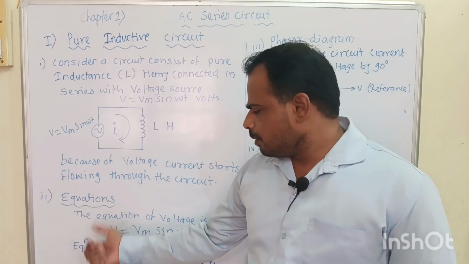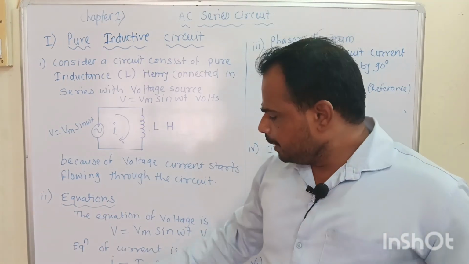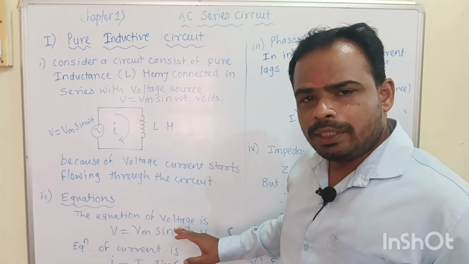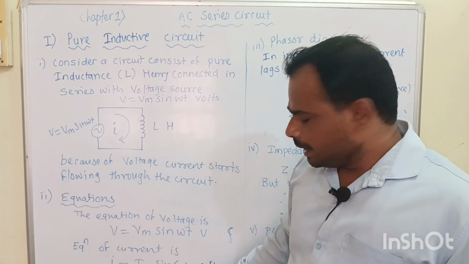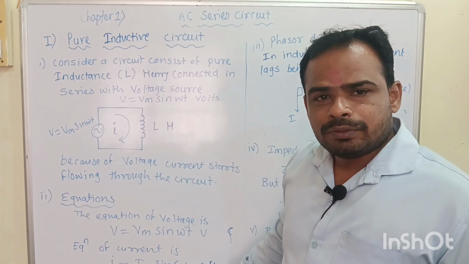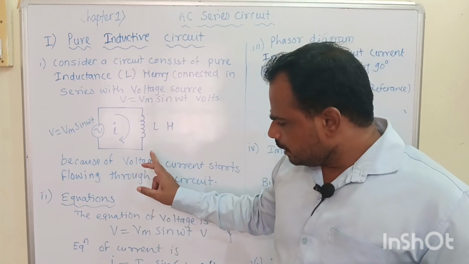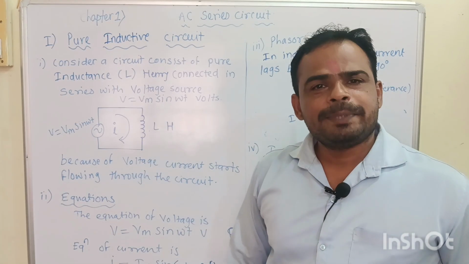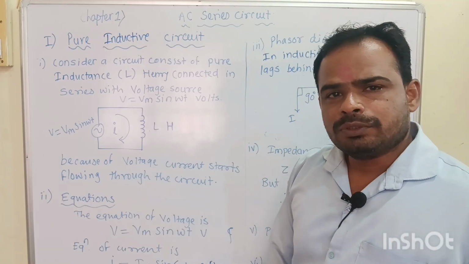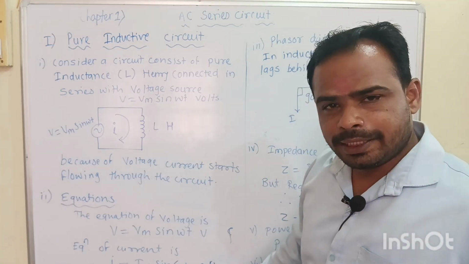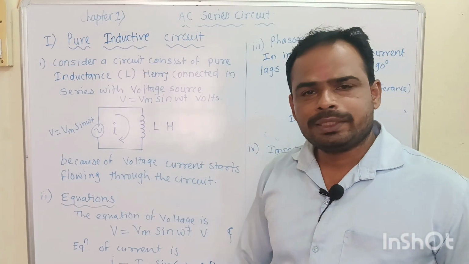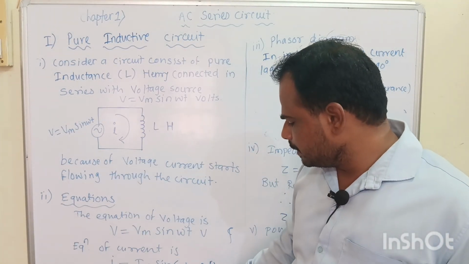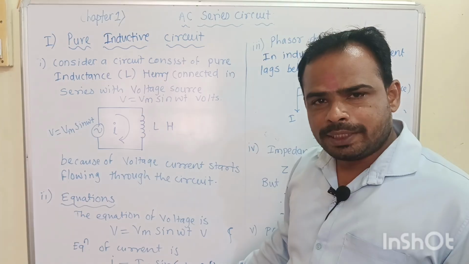The equation of voltage is V is equal to Vm sin omega t volt, and the equation of current is I is equal to Im sin (omega t minus 90 degree). In inductive circuit, current lags behind by 90 degree. That's why there is 90 degree lagging, minus 90 degree. And omega t is angular frequency. Omega is angular frequency. T is the time.